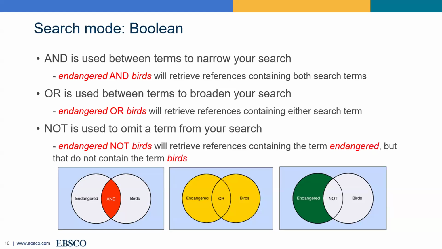So if I ask the database to give me articles about endangered not birds, I will retrieve references containing the term endangered, but anything to do with birds will be omitted. And that's illustrated for you in the infographic at the bottom of your screen in the green.